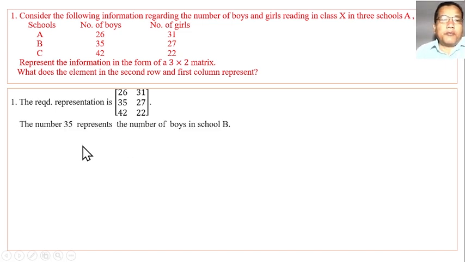The number 35 represents the number of boys in school B.